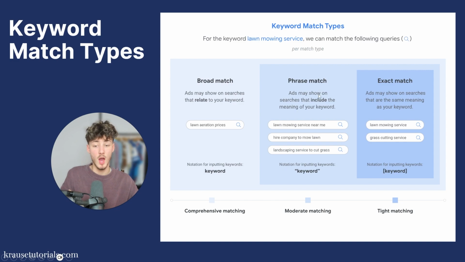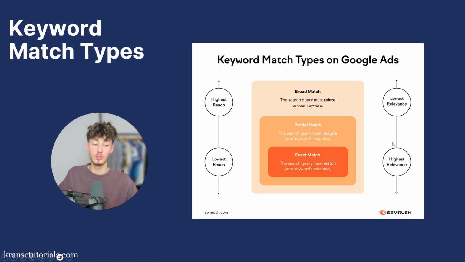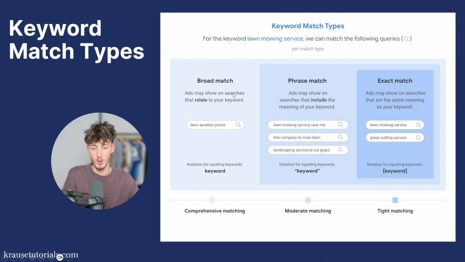Now, generally, we are only going to use phrase match and exact match to promote on Google, because these both are going to give us a high relevance and also a somewhat high reach, with phrase match especially. If we use broad match, although it has a high reach, our ad is going to show up for search inquiries that are only somewhat related to our keyword, which typically we don't want. We want to go for tight matching or moderate matching.